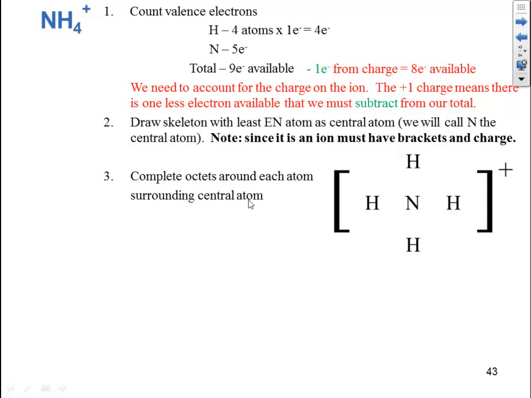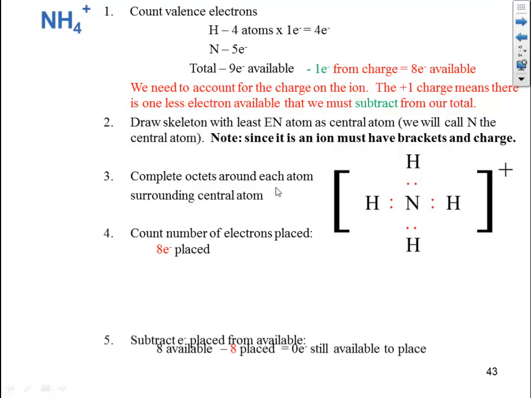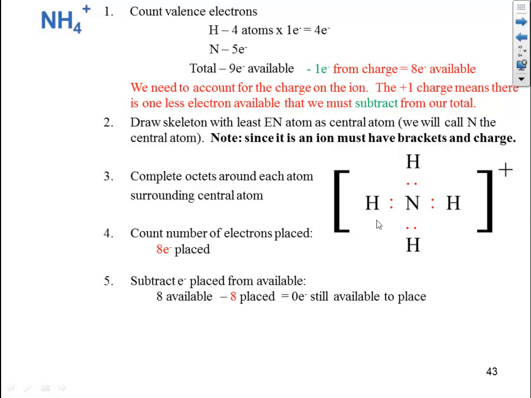Next, we complete the octets, or in this case, it'd be duets, since they're all hydrogens. So I put 2 electrons around each one of my hydrogens. See how many I placed. I placed 8. I have 8 available. Subtracted, that gives me 0. So hopefully I have 8 electrons around my central atom. Otherwise, I have to do some multiple bonds for deficiencies, or if I have any additional electrons, then I'll put it on the central atom.